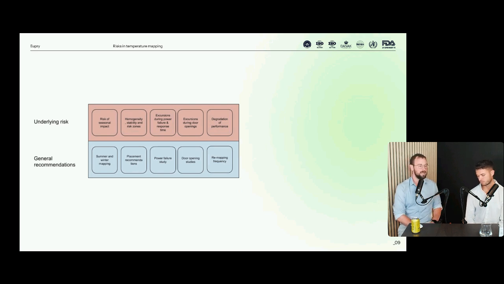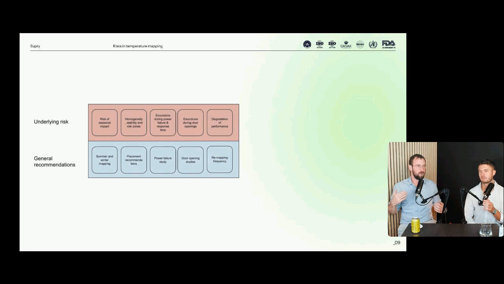And then lastly, sometimes you can use the mappings to gauge what your risk is. So what do I mean by that? When performing a power failure study, you will actually get information on how much time we have from a power failure until we get non-conforming temperatures. So that's a sort of reverse risk assessment.